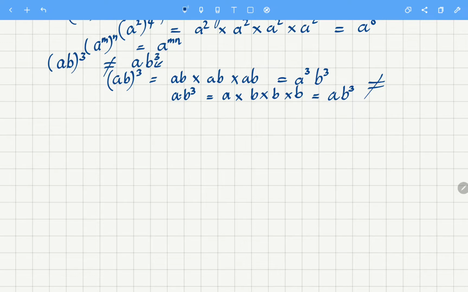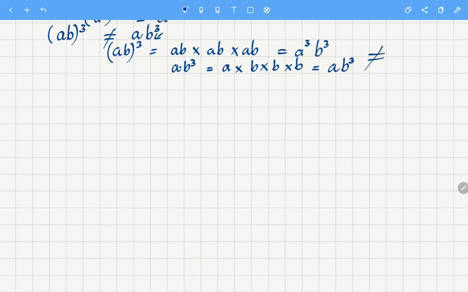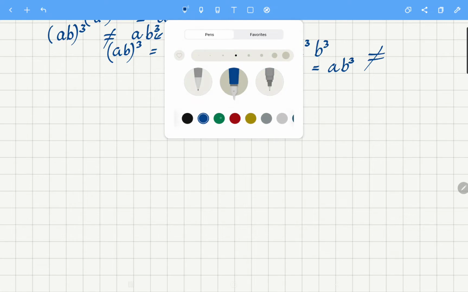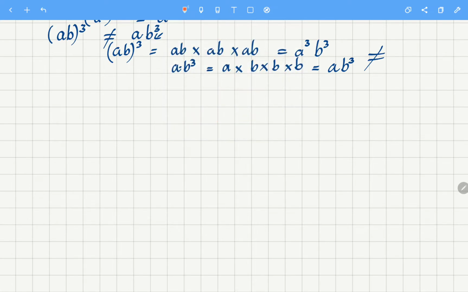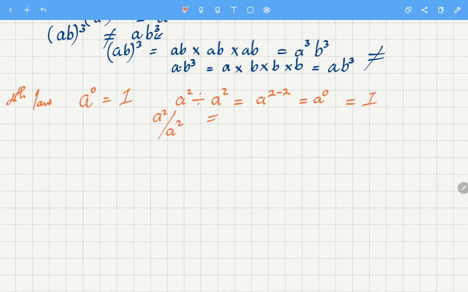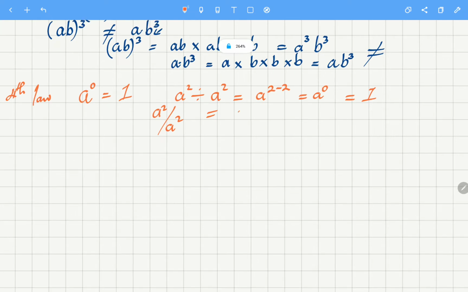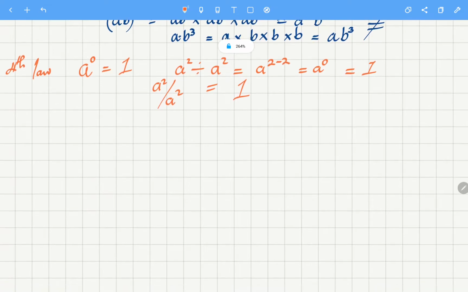And then I'll do the fourth law. So a to the power 0 is 1. Here's an example: a squared divided by a squared equals a to the power 2 minus 2, which is a to the power 0, which is 1. Using your basic division skills from primary school, a squared divided by a squared is 1. Any number divided by itself is 1. So that's how we get the 1.